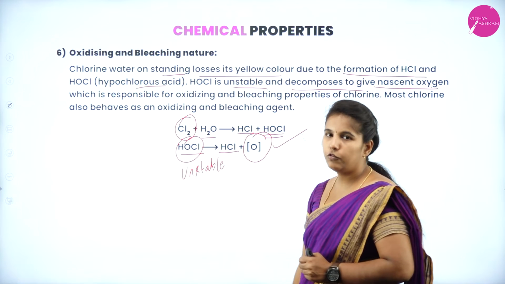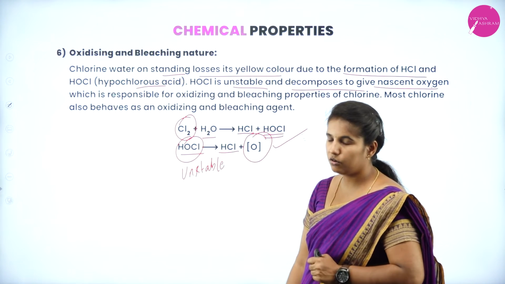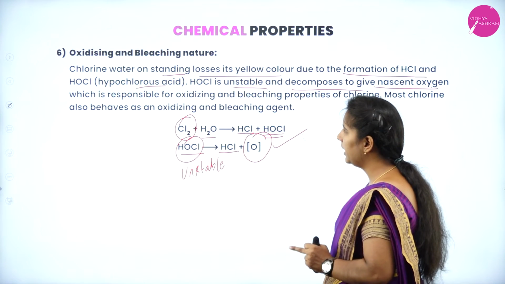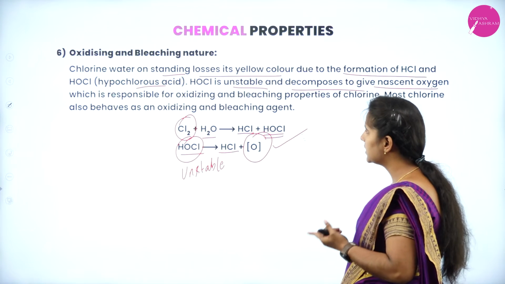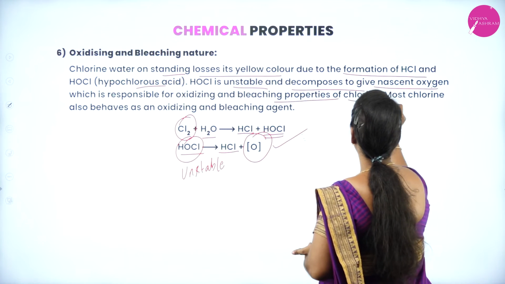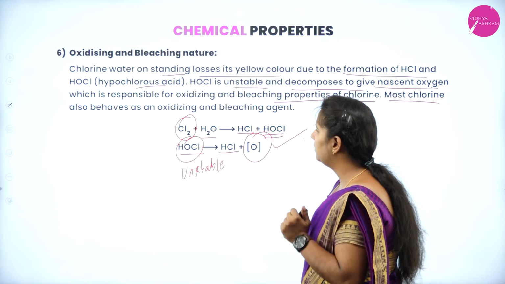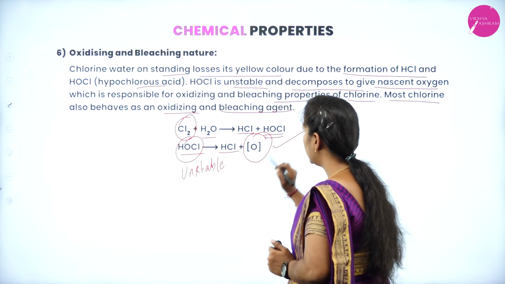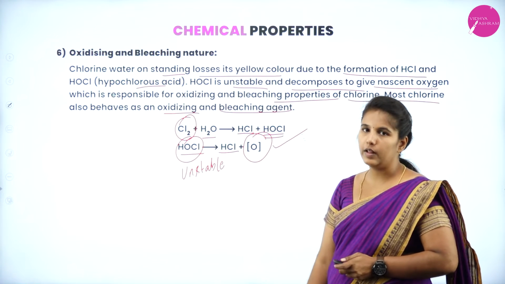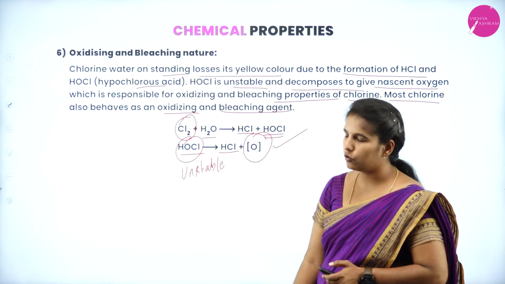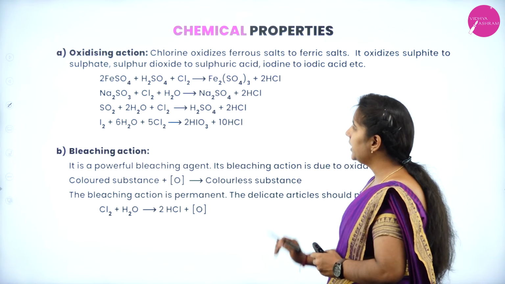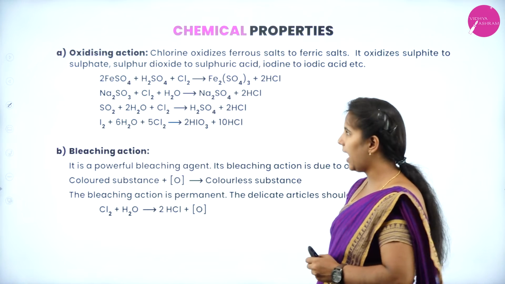That is why the formation of nascent oxygen from chlorine, which is very delicate, is responsible for the oxidizing and bleaching properties of the chlorine. Most of the chlorine behaves as an oxidizing and bleaching agent because of the formation of nascent oxygen from the hypochlorous acid. Next is oxidizing action.